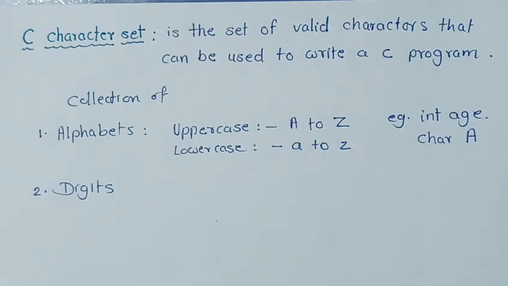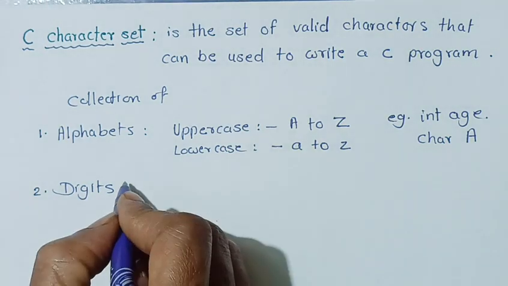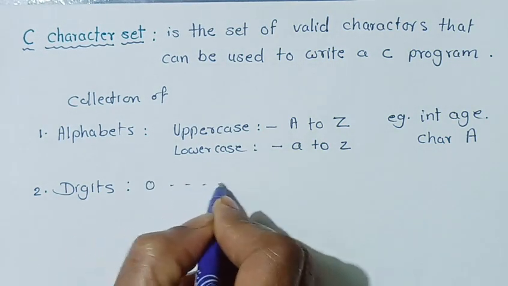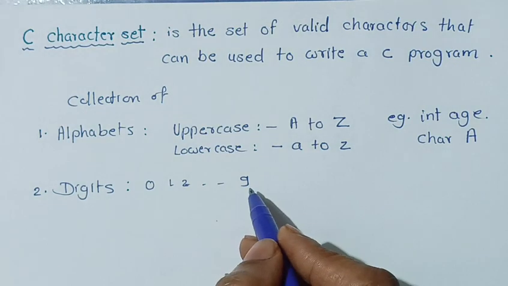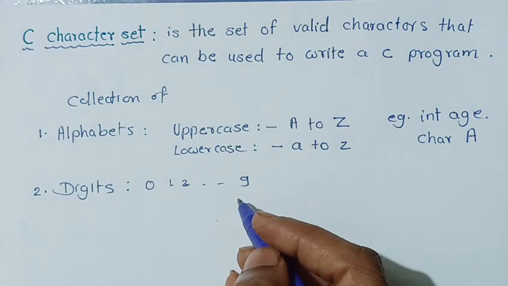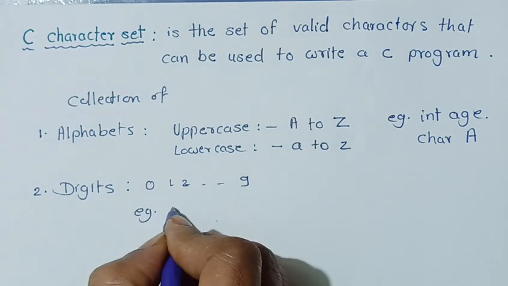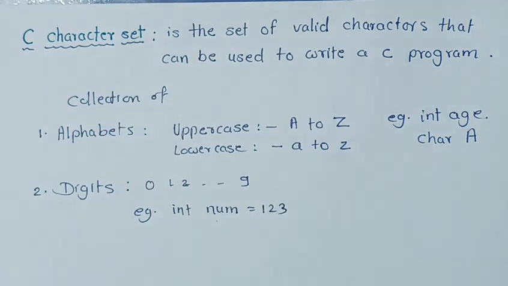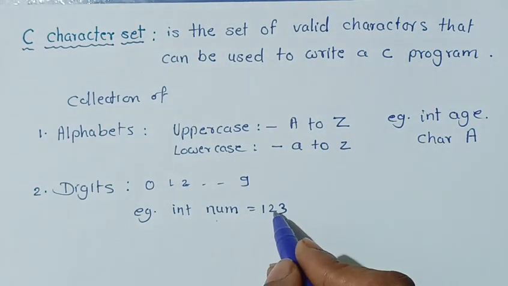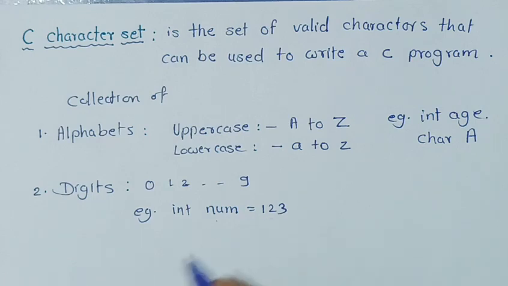So next is digits. Digits are 0 to 9. So it will be 0 1 2 3 4 5 6 7 8 9, till 9 you can use in your program. An example for this is int num equal to 123. This way you can use 1, 2 and 3, these we are using.